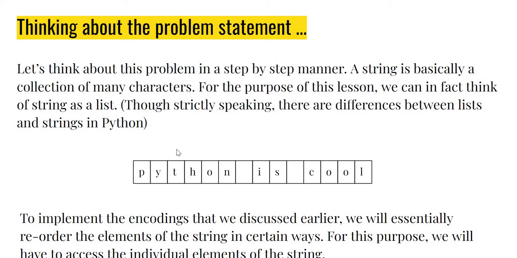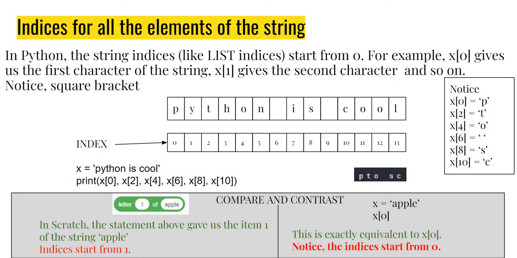And now, just like we were doing in Scratch, we can start addressing each individual element. We can start indexing into the string. The only thing to remember really is that in Python, the indexing starts from 0. This should really not surprise you because you've seen this before. Everything seems to start from 0, right?